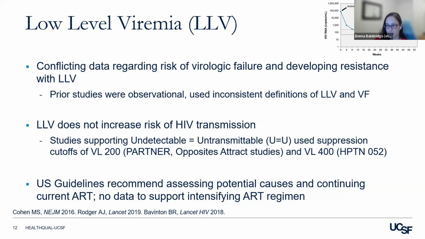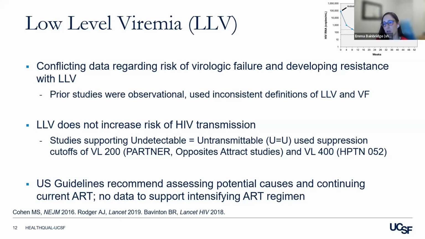So some of the studies that found a relationship between low-level viremia and virologic failure, when you look at how they define low-level viremia, it's a much wider definition. And so a lot of the patients that did develop failure were the ones whose quote unquote low-level viremia was like 500 or almost 1,000, not between 50 and 200.